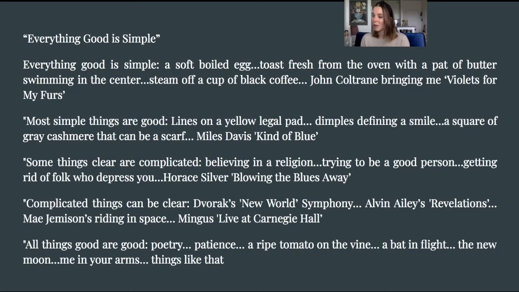Lines on a yellow legal pad, dimples defining a smile, a square of gray cashmere that can be a scarf, Miles Davis, Kind of Blue. Some things clear are complicated. Believing in a religion, trying to be a good person, getting rid of folk who depress you, Horace Silver blowing the blues away. Complicated things can be clear.